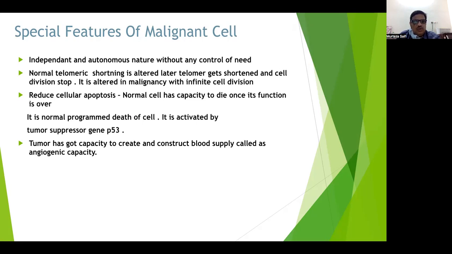It reduces cellular apoptosis. A normal cell has the capacity to die once its function is over, but not in the case of a malignant cell. Apoptosis is the normal programmed death of the cell. It is activated by the tumor suppressor gene P53. Tumor has the capacity to create and construct blood supply, called angiogenic capacity.